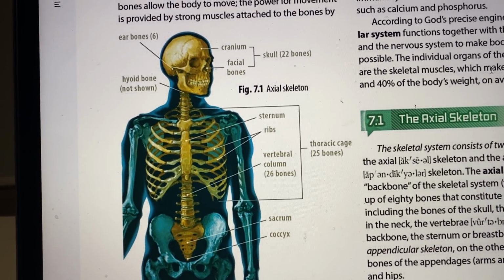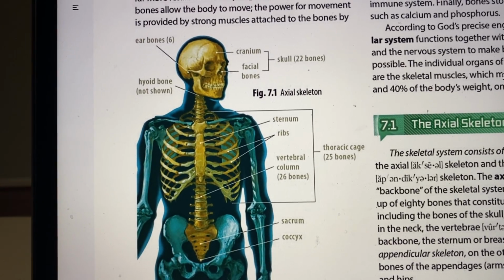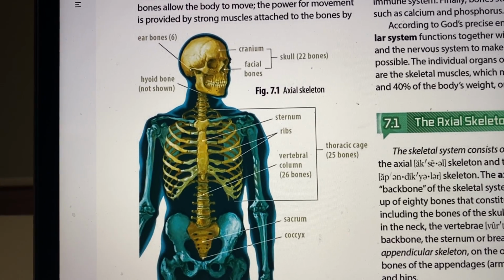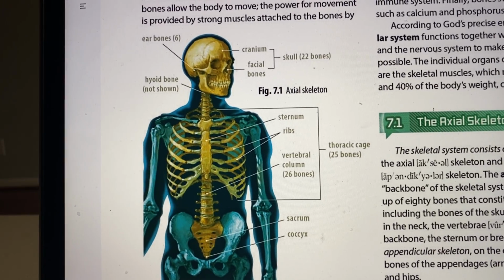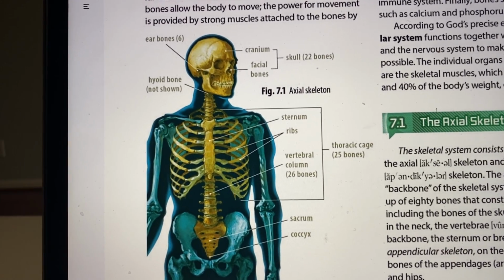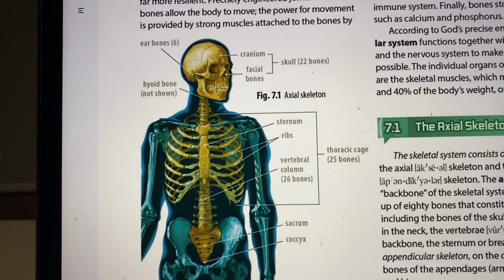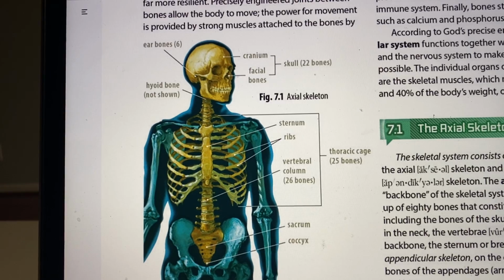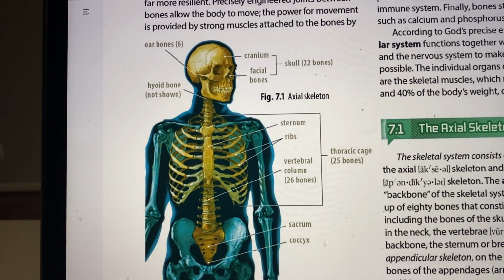Tendons attach muscles to the skeleton. Ligaments attach bones to bones. Just remember that. So tendons are muscles attached to skeleton bones, and ligaments are skeleton to skeleton.